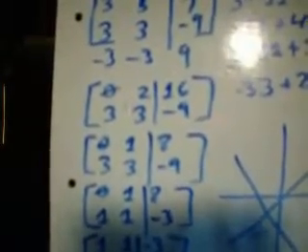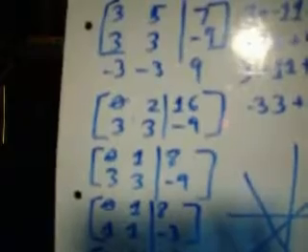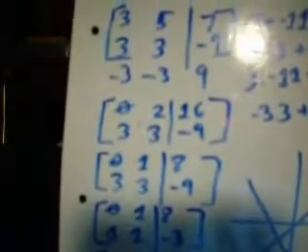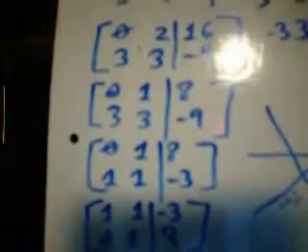So now we have changed the first row. Now notice we got the 0, the 1, and the 8, but we still haven't changed that second row. The second row has remained 3, 3, and negative 9. Now it's time to change the second row. We're going to divide the second row by 3. 3 divided by 3 is 1. 3 divided by 3 is 1. And negative 9 divided by 3 is negative 3.